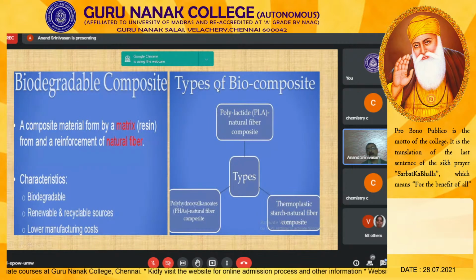So when you look at the types of biocomposites, you have polylactate natural fiber composite, then polyhydroxyalkanoate natural fiber composite, and thermoplastic starch natural fiber composite. So these are all the three different types of biocomposite materials.